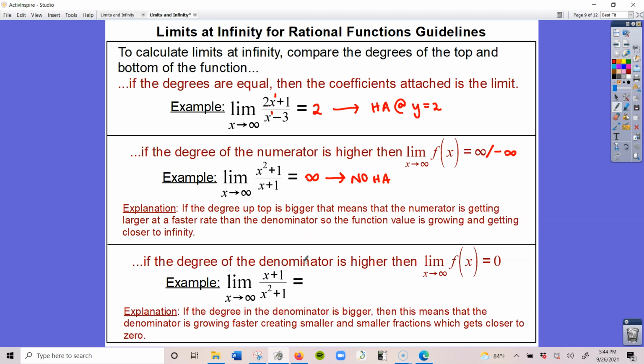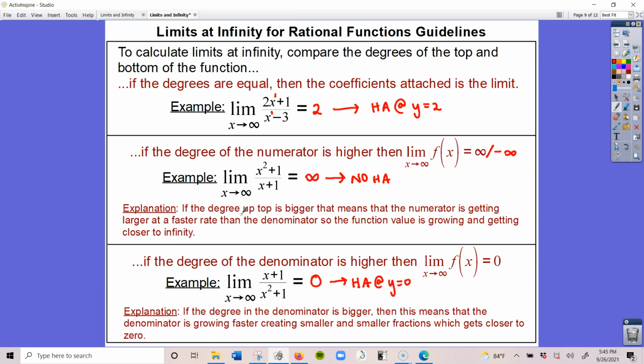Finally, if the degree of the denominator is higher, that means that the exponent is higher in the denominator, then that means that we always have a horizontal asymptote at y is equal to 0. So that limit is going to equal 0, and we have a horizontal asymptote at y equals 0.